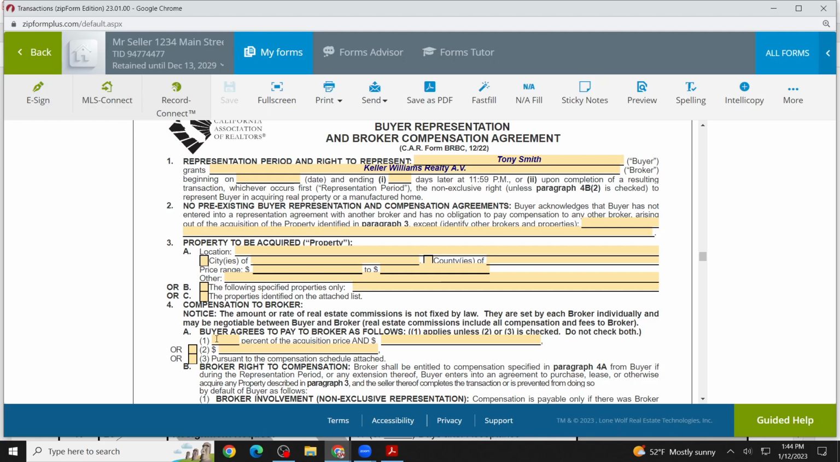So you here on letter A, buyer agrees to pay broker as follows: 3% of the acquisition price and whatever additional fees you're gonna charge. For example, the $199 in this case. But you would have to add the commission agreement as well, right? So the buyer agrees that 3% is what we're gonna be making on this thing.